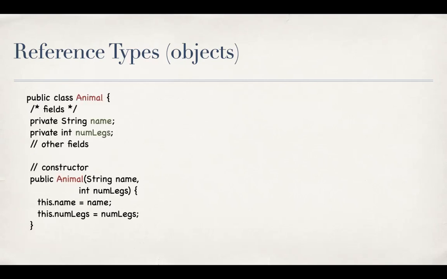Here is an example of a reference type or a class. So here we are creating a public class Animal, and giving it 2 fields, a string name and an integer number of legs. There could be other fields, but for now we are concerned with these 2 only.